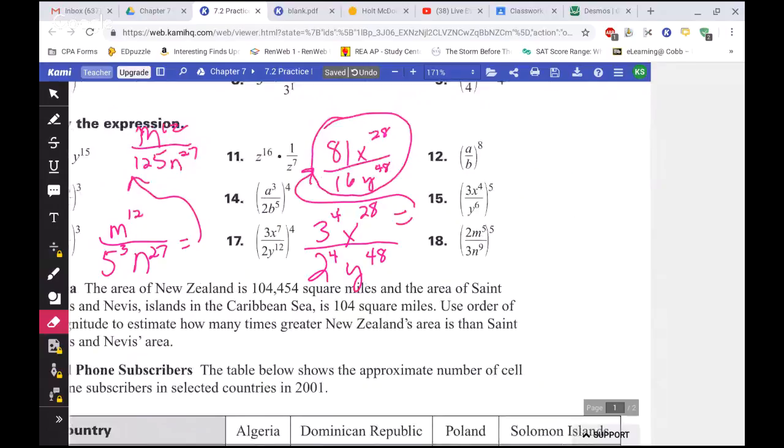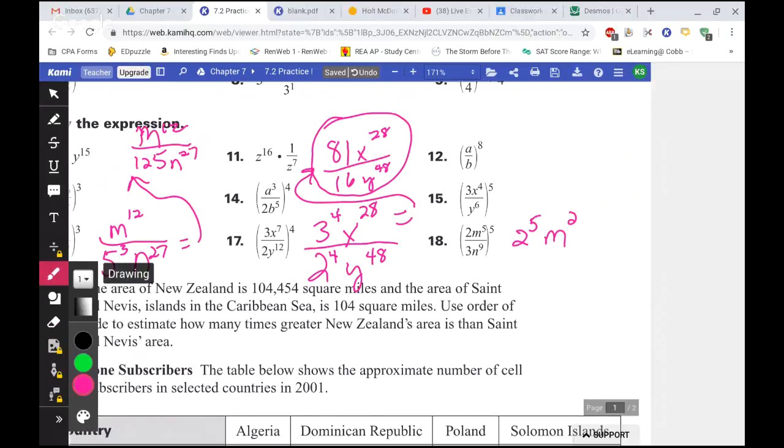Okay, number 18. That 5 gets distributed to everything inside the parentheses. So that 5 gets distributed, starting with the numerator. That's going to be 2 to the 5th. And now I'm going to multiply the exponent 5 with the other exponent right here, 5 times 5, because that's what you do to a power to a power. So that's going to be m to the 25th, all over, distribute that 5, 3 to the 5th, and then 9 times 5 is 45.